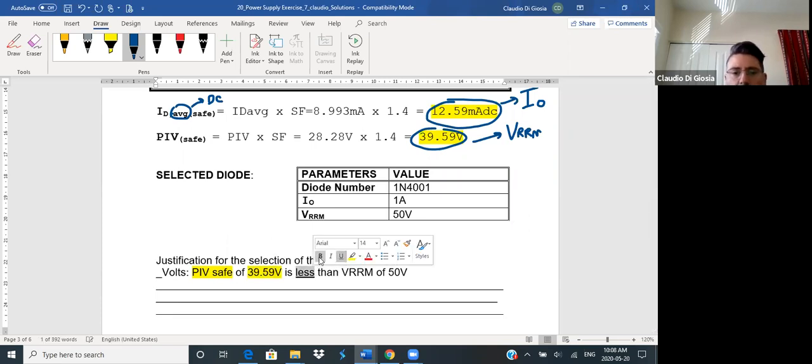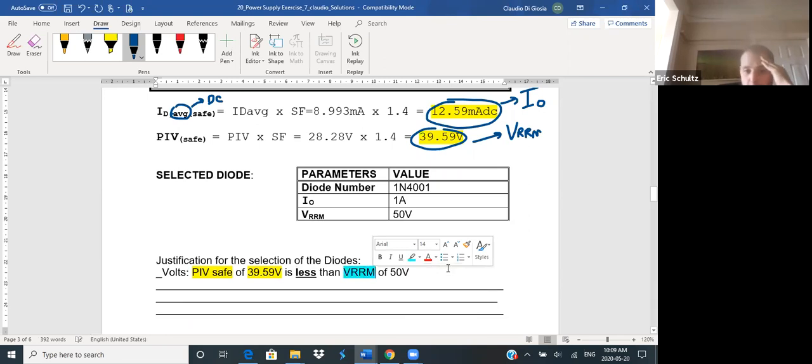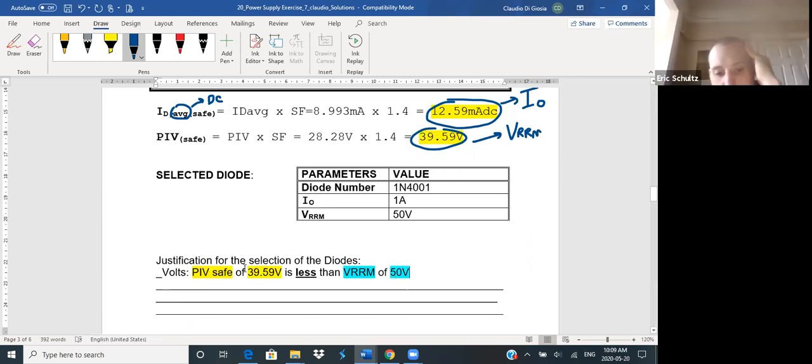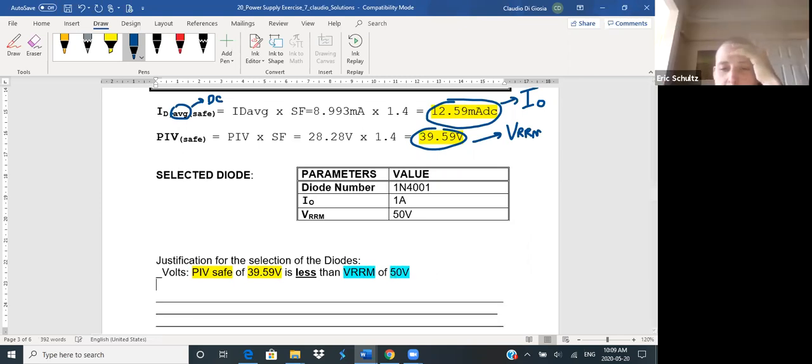I'm just going to underline and bold this part here. And then less than what? Less than what the specs are, the 50. What is that 50? That 50 is VRRM. So this is the spec sheet, and this is calculated.